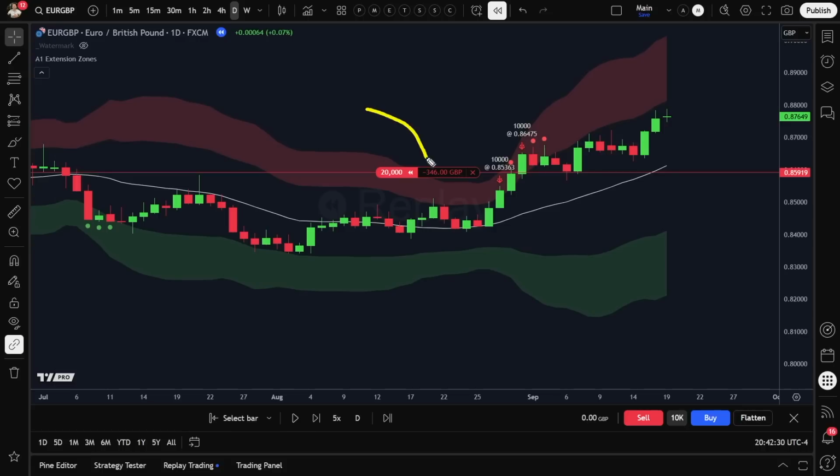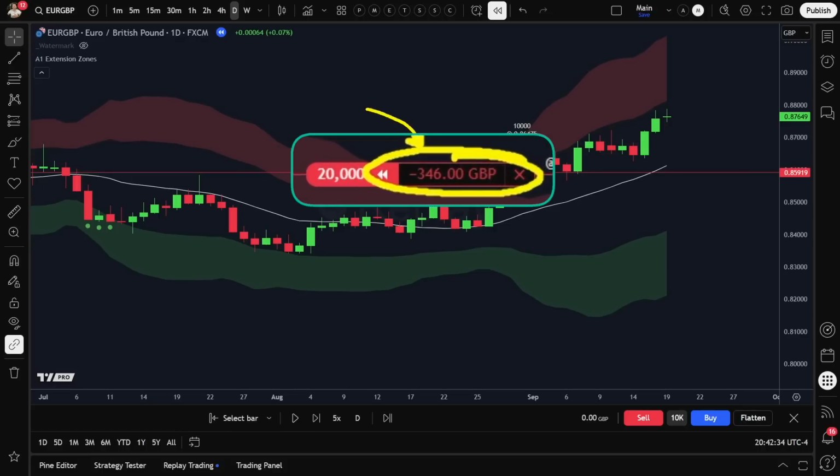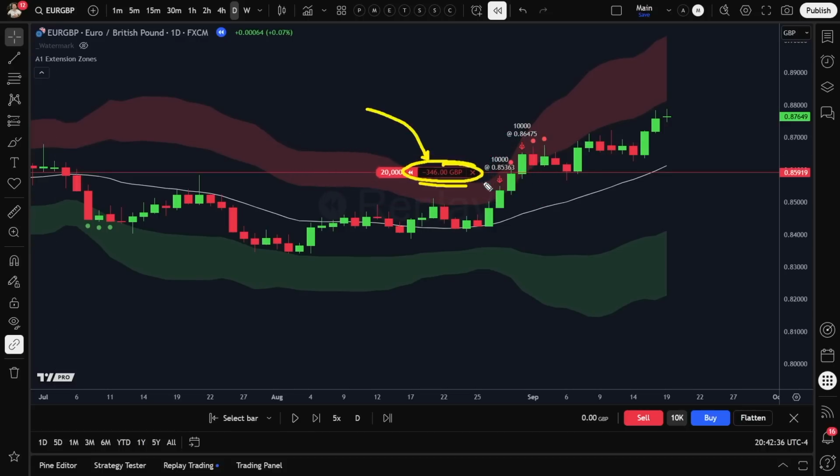Oh no. But is it really oh no? Not really, because my trade size, like I said, is so small that I'm just floating a $346 drawdown. Or in this case, British pounds. It's such a small drawdown that it's not hurting the account. Again, people freak out about any amount of drawdown. They want to be right. They want to be in profit all the time.